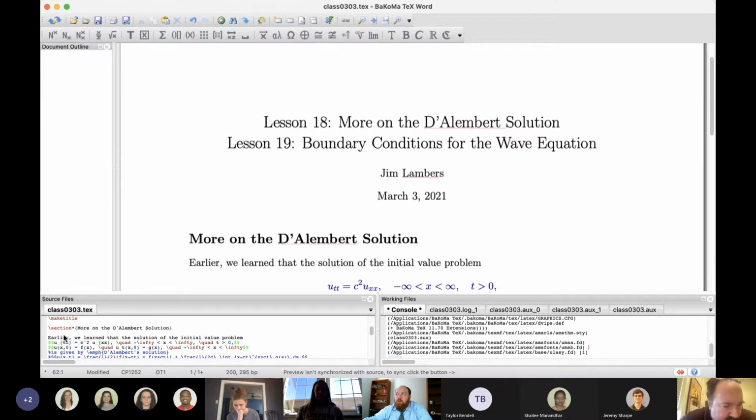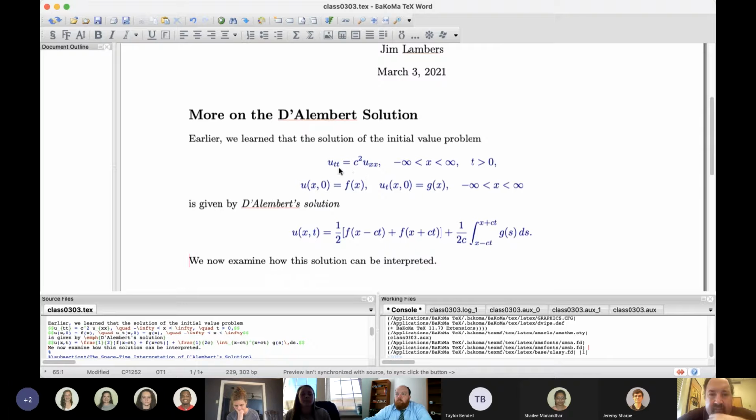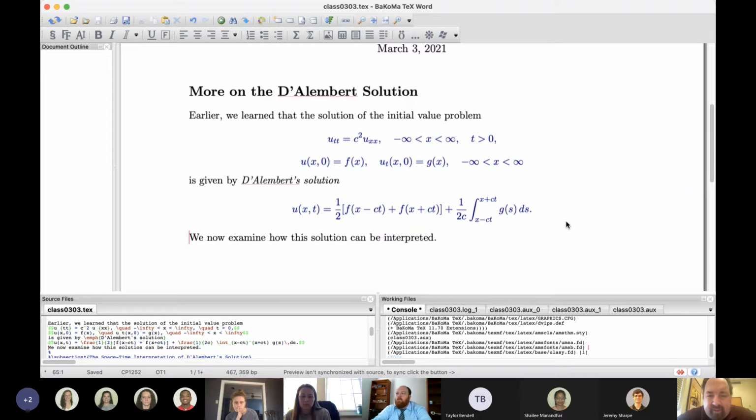So a quick recap. For this wave equation, here we have a Cauchy problem wave equation. So no boundary conditions. We're on the whole real number line with our two initial conditions. This is a solution formula that was arrived at last time. So now we want to try to interpret how the solution behaves based on the initial data f and g.